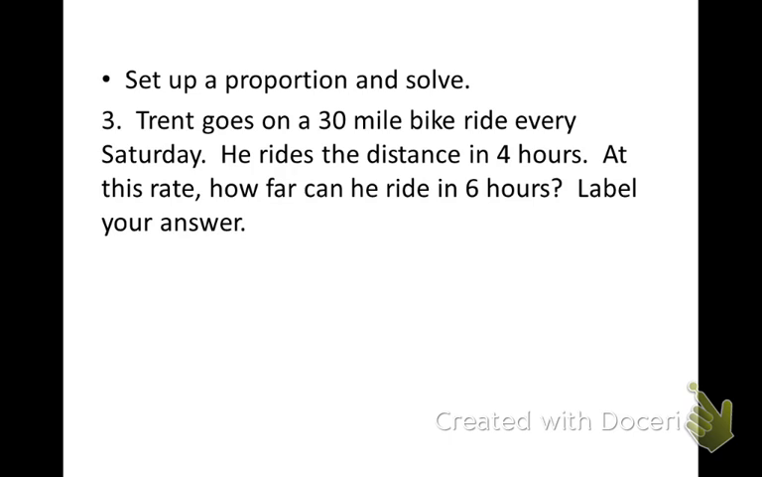So we're going to set up a proportion and solve this. So Trent goes on a 30-mile bike ride every Saturday. He rides the distance in 4 hours. Well, that's a ratio, so I'm going to set that ratio up. 30 miles, and I do want you to label your units when you set it up, in 4 hours.